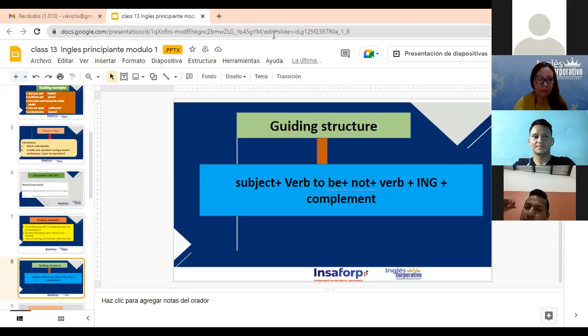Entonces sería, I am not going, no. I am not. I am not listening to music. In the morning, por ejemplo. I am not listening to music in the morning. Y ahí está bien. Y ahí entiendo yo que está hablando en futuro. Presente progresivo para futuro. Very good, Alexa. Estamos bien. Luis Antonio, please.